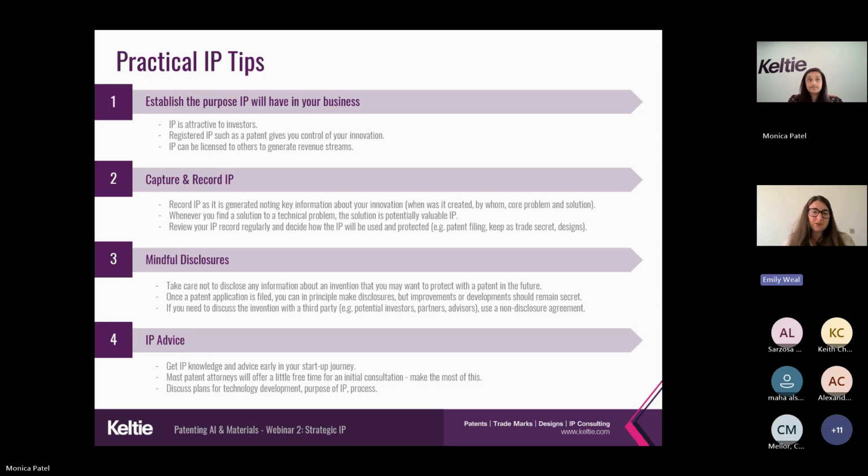And the more that you can tell them about what your long-term plans are, how you want to use the IP within the business and for your invention, the more useful advice you'll be able to get out of them in a session like that.